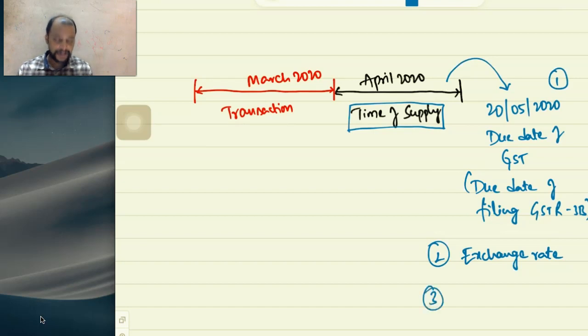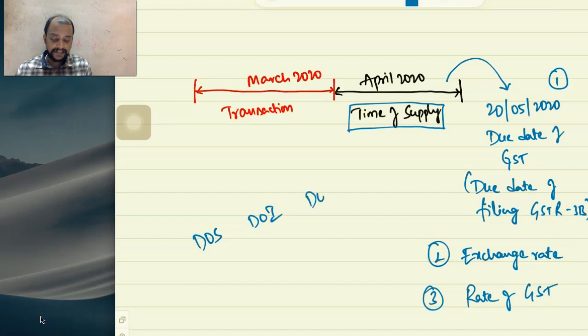Then what is the third objective of time of supply? In order to determine the rate of GST. Between the date of supply, date of invoice and date of payment, there could be a difference in the rate. But which rate is to be taken for the purpose of paying GST? For that reason, we have time of supply. So the objectives of time of supply are: to determine the due date of payment of GST, to determine the exchange rate, and to determine the rate of GST.